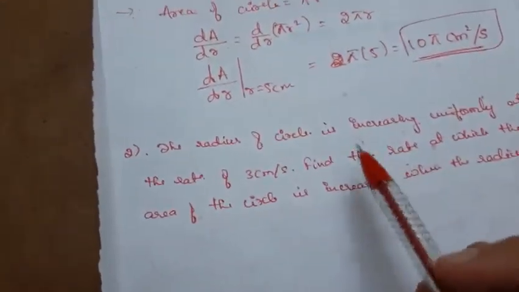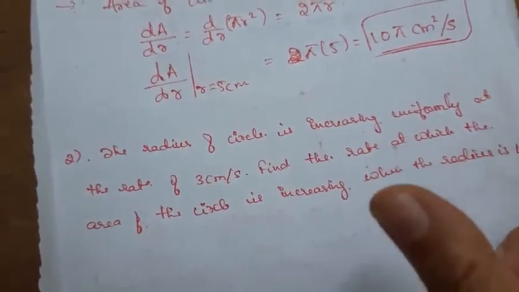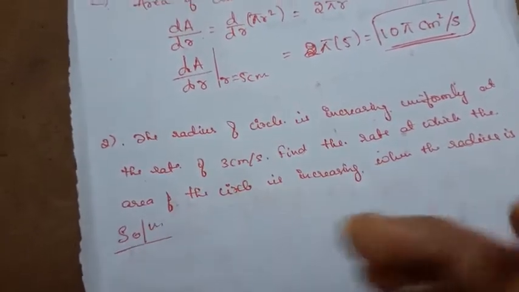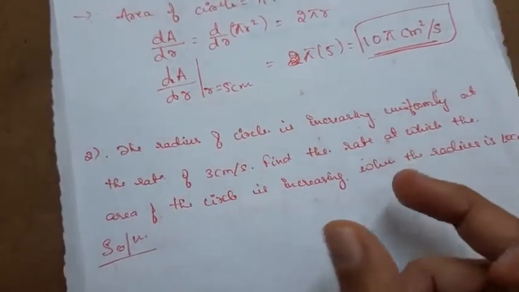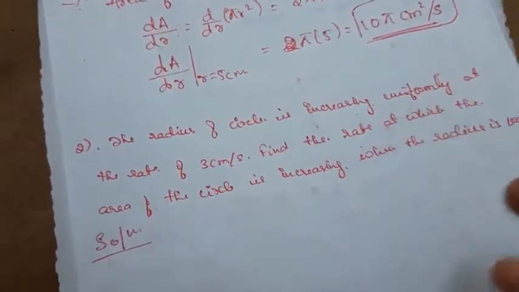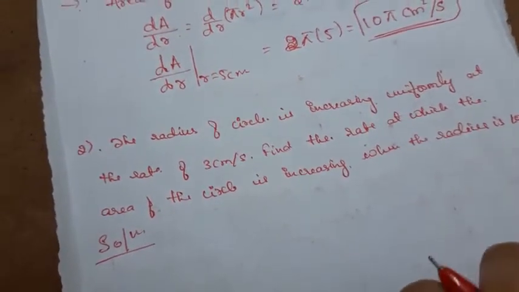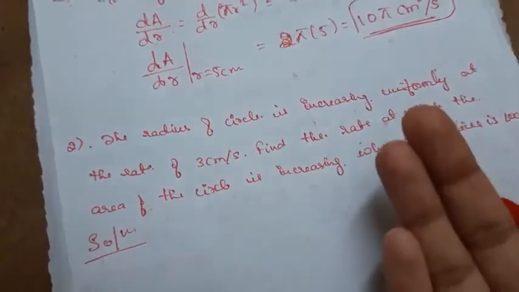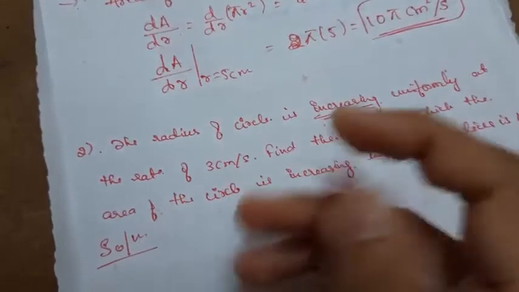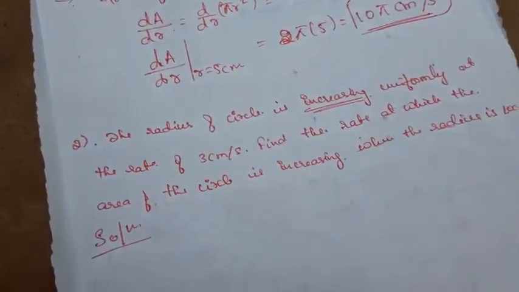So here is the next question. The radius of a circle is increasing uniformly at the rate of 3 centimeter per second. Here they are saying the radius of a circle is increasing uniformly with the rate. When we say it is increasing, at that time we take the positive value. When they say decreasing, at that time we take the negative value.